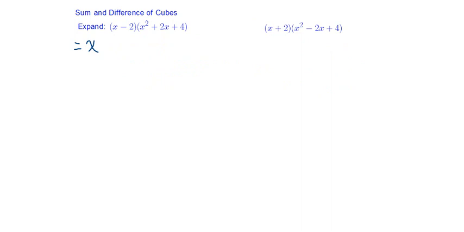So x times x squared will give us x cubed. So that was this times this. Let's do x times 2x, which will give us a positive 2x squared. X times 4 will give us a positive 4x. Negative 2x squared here. Minus 4x. And then finally, negative 2 times a positive 4 will be negative 8, not a positive. Fix that up.